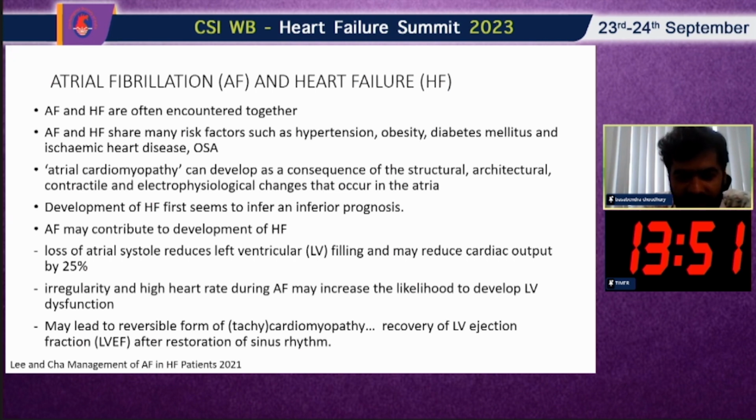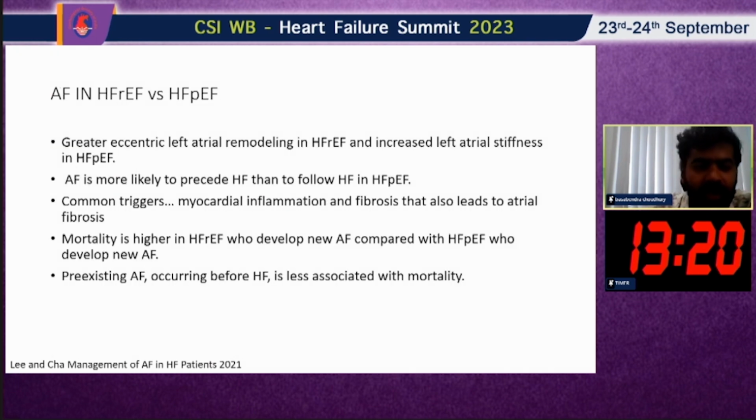One of it is that the loss of atrial systole, especially in a case of stiff left ventricle, will reduce the ventricular filling and reduce the cardiac output by as large as 25%. And irregularity and high heart rate during AF may increase the likelihood to develop systolic dysfunction. And it may also lead to a reversible form of tachycardiomyopathy, which we encounter not that uncommonly. And recovery of LV ejection fraction after restoration of sinus rhythm is evidence to this fact.